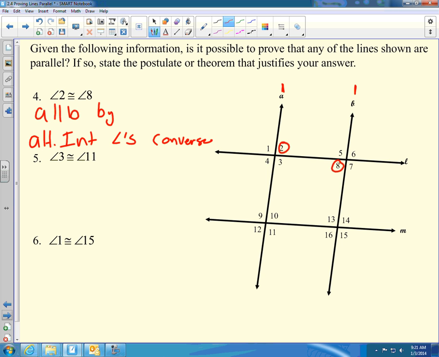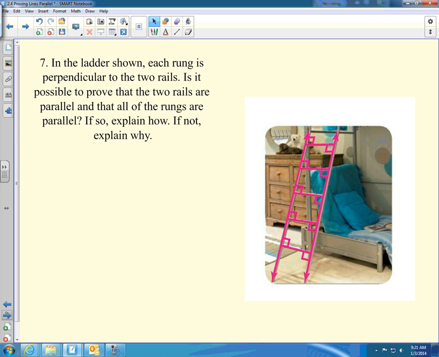I want you guys to try number 5 on your own. 5 says 3 and 11. Notice that 3 and 11 are going to relate with L and M, and they share this transversal here. I also want you guys to try number 6 out for me. So 5 and 6 come with those done.